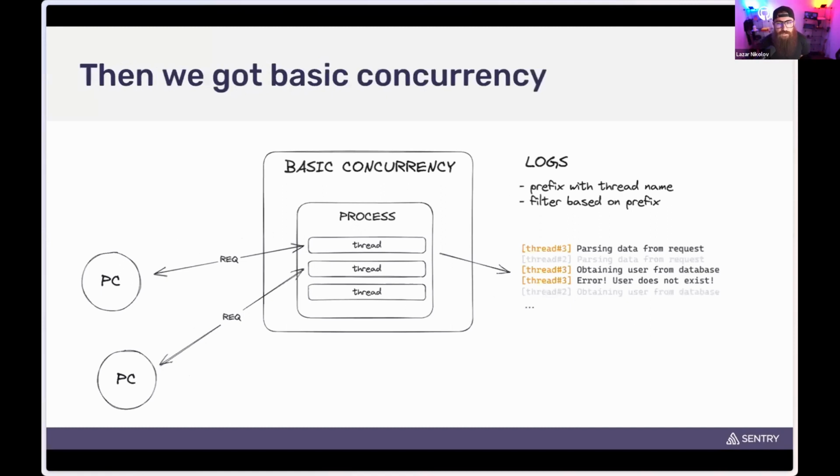Then we got the basic concurrency frameworks, something like IIS in ASP.NET. Each of the requests coming from the different PCs, that's a PC circle right there, every client sends a request to our server, and the request is handled on a separate thread. So there's one process with multiple threads handling multiple requests. In order to figure out what happens, if we just grab the logs, we can't really see what's going on for that specific request, because we'll just see the logs of every request that was handled in that process. So a workaround we needed was to prefix the messages with the thread name, right?